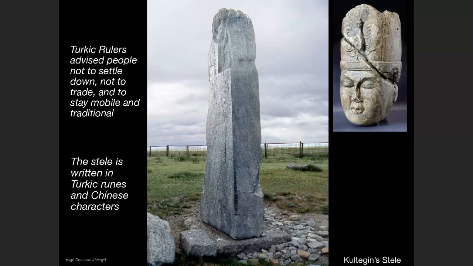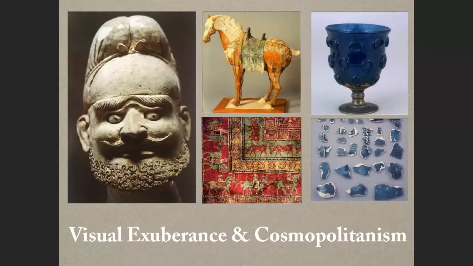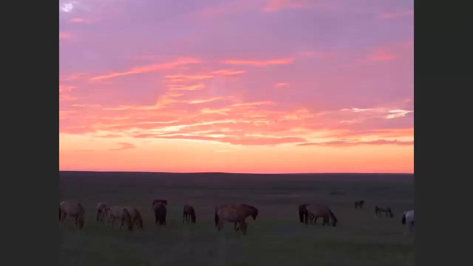So now we're pretty much done. We're going to say, remember visual exuberance and cosmopolitanism. There are whole ranges of new colors, whole ranges of new objects, whole ranges of new people that you haven't necessarily seen before, no matter where you are in this world. Right? And thank you very much for your attention.